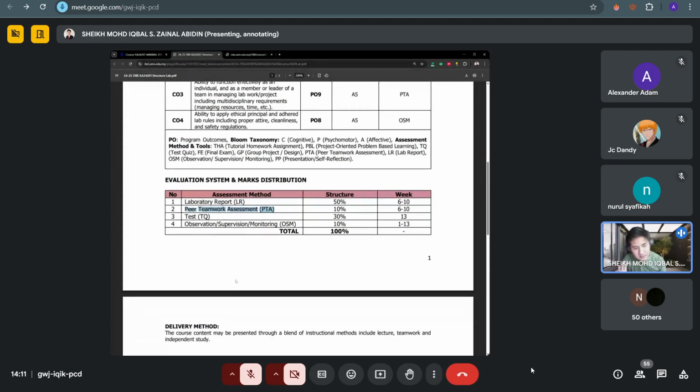All right. And this is what I'm going to see. If I can see that maybe something is wrong with your lab report, there's no collaboration, there's no teamwork, then I'm going to look at this peer teamwork assessment. What is happening actually within your team members. All right. But this is real life, guys.